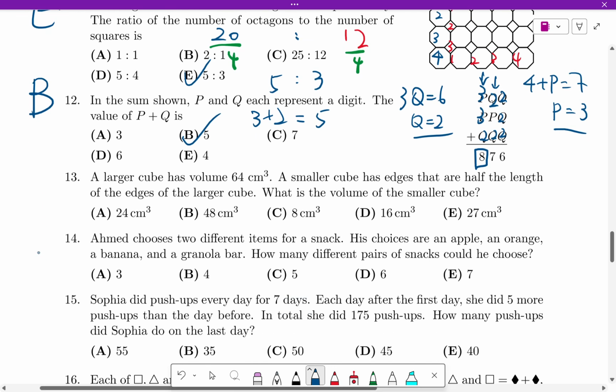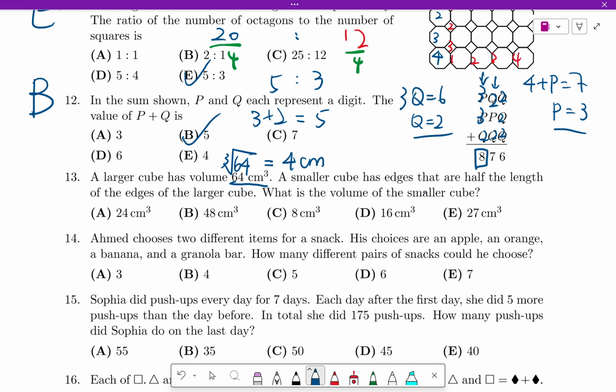Question 13. A larger cube has volume 64 centimeter cubed. A smaller cube has edges that are half the length of the edges of the larger cube. What is the volume of the smaller cube? So if a cube has volume this much, we need to cube root it to find the edge length. We would have 4 centimeter.